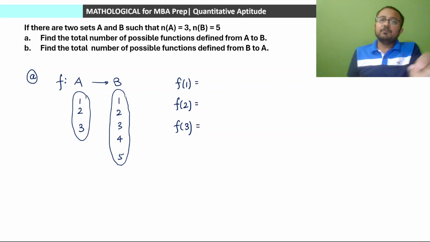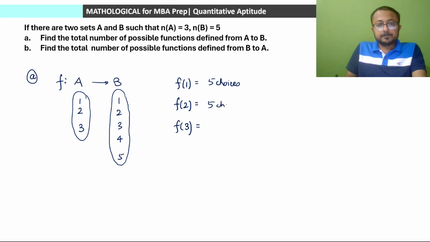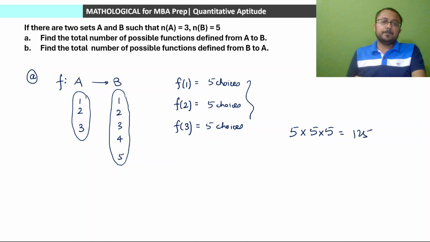अब element 1 के लिए output की choices कितनी है? There are 5 choices, either 1 or 2 or 3 or 4 or 5. तो 5 choices are there for F1, 5 choices are there for F2, 5 choices are there for F3. So 5 choices each for F1, F2 and F3, isn't it so? For each we have 5 choices. So total number of ways will be 5 into 5 into 5, which is equal to 125 such functions will be possible. ठीक है, 125 such functions will be possible.